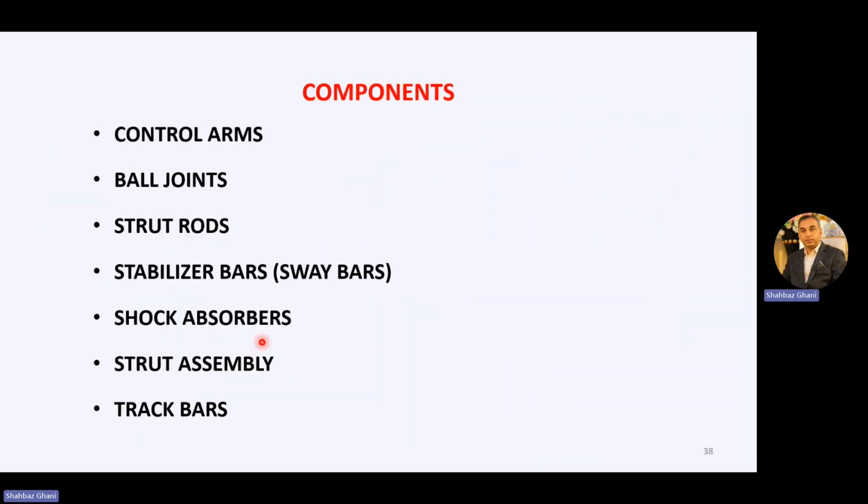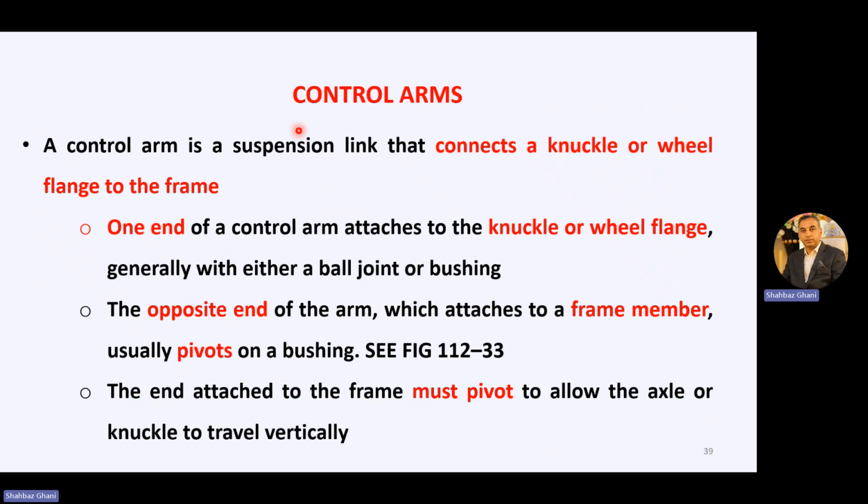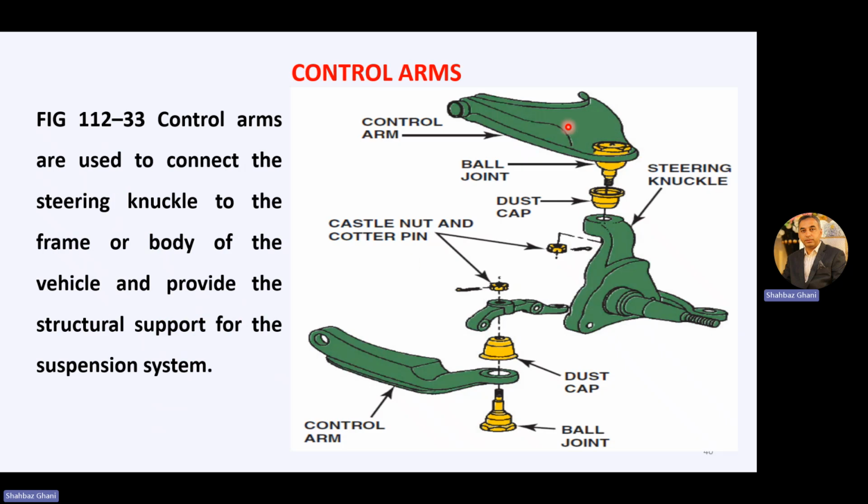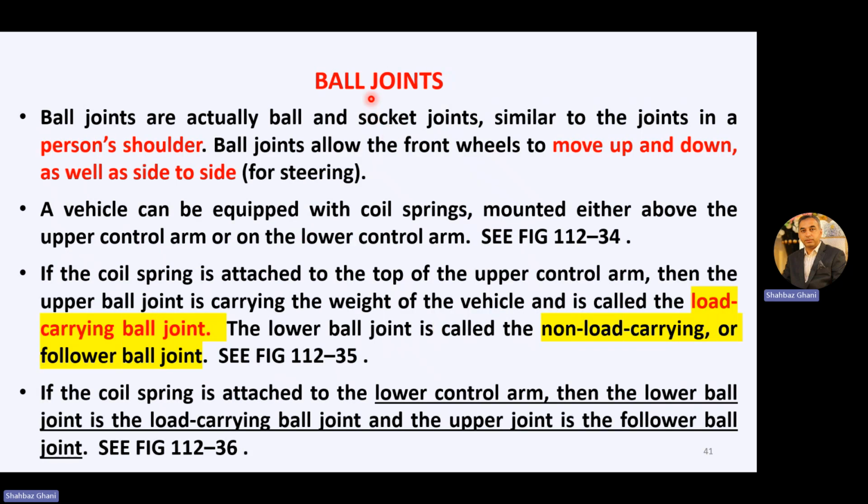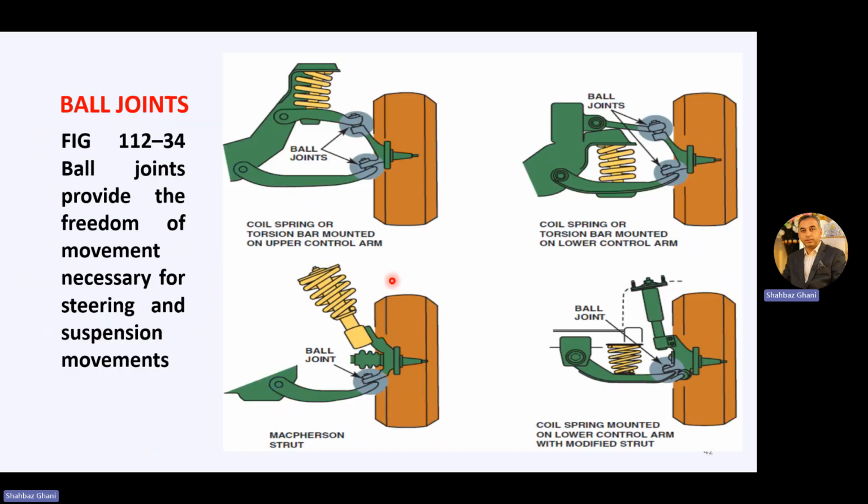Then we have talked about the components of the suspension system in the third part. There are 7 parts: control arms, ball joints, strut rods, stabilization bars, shock absorbers, strut assembly, and track bars. First were the control arms, which are the main part of the suspension system. They are attached to your steering knuckle. This is your steering knuckle, this is the spindle, and this is the upper control arm and lower control arm, and everything rests on these. And these control arms are joined with the steering knuckle with the help of this ball joint. Then we have talked about the load carrying ball joint and non-load carrying ball joint, or the follower ball joints.